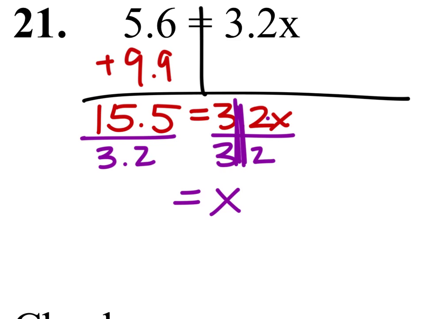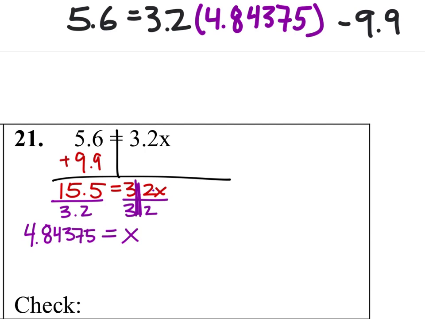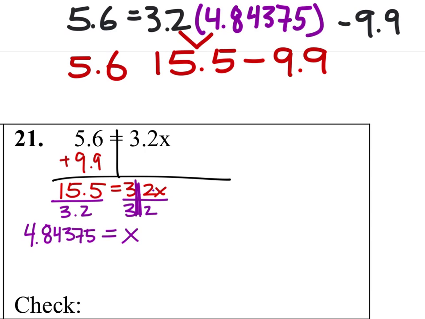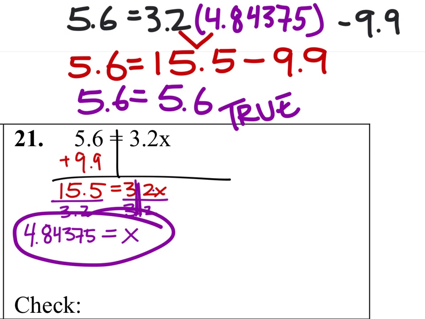The answer to this one is not a very long decimal, only 5 decimal places, 4.84375. Bam! So once again, when we check, we just rewrite the original problem. We've replaced the x. When we multiply these two, which you can do in a calculator, you should get 15.5. This is still minus 9.9, and equals 5.6. And when we subtract 15.5 minus 9.9, then we get, as it turns out, 5.6, which does equal 5.6. That's a true statement. So therefore, we know our answer is also true.